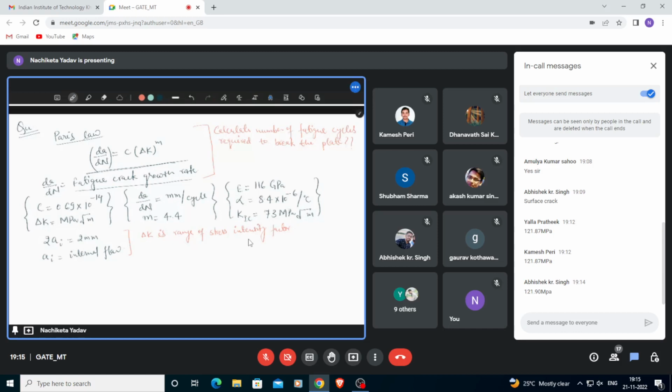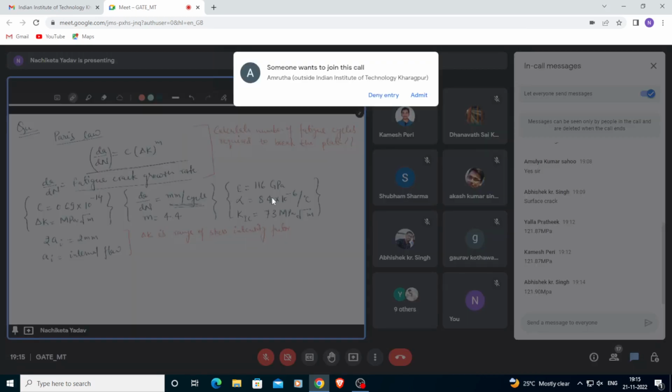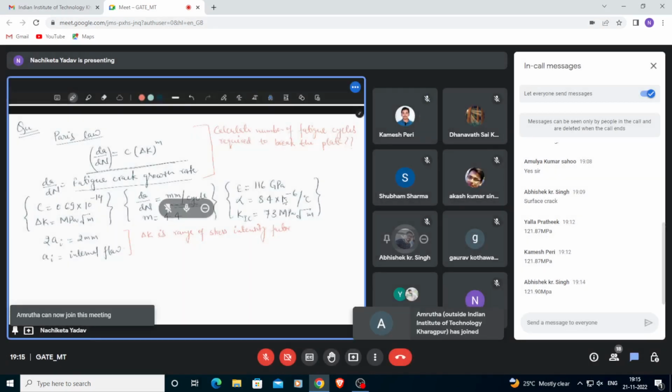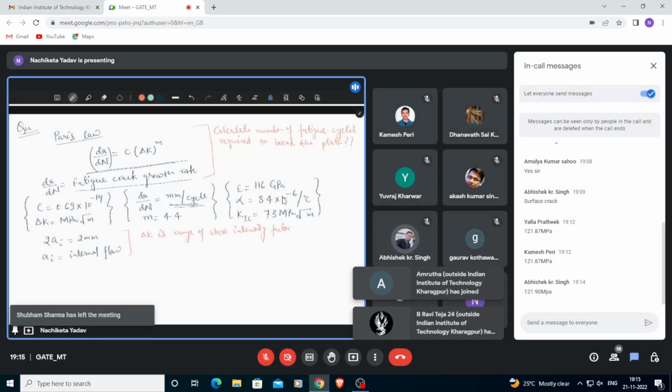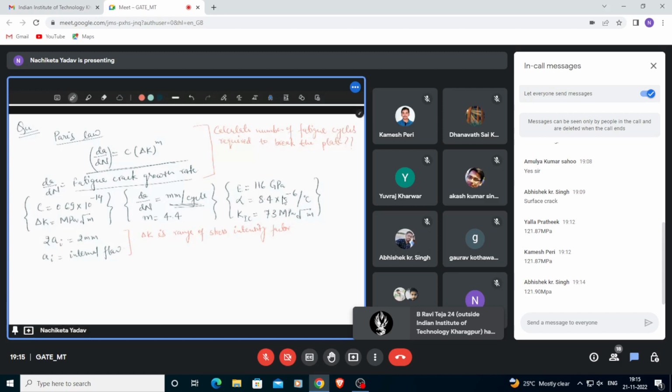Here you just take care of the units. Is the question visible, right? Okay, so can you try? Every value is given, you just have to put it in this equation, Paris law.